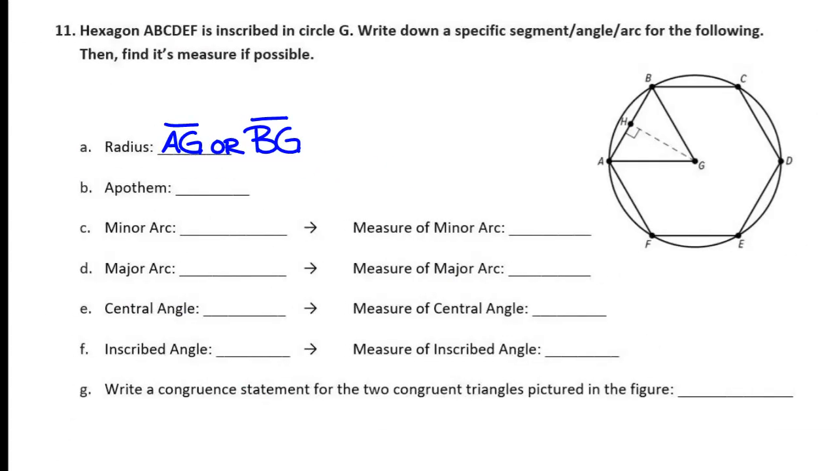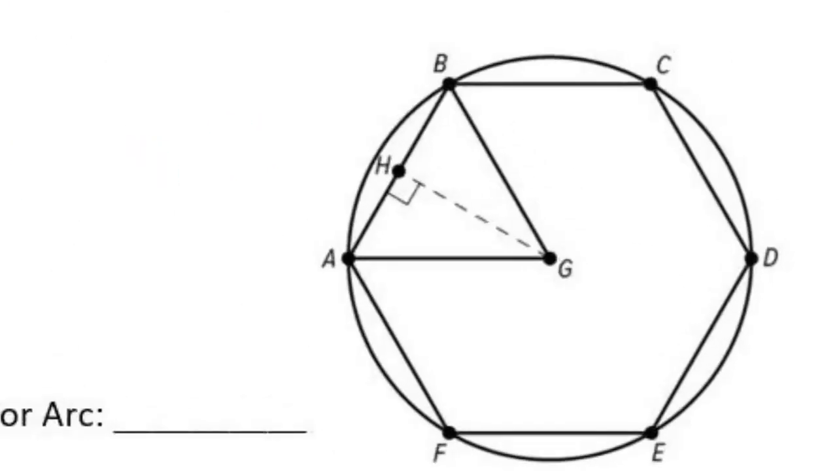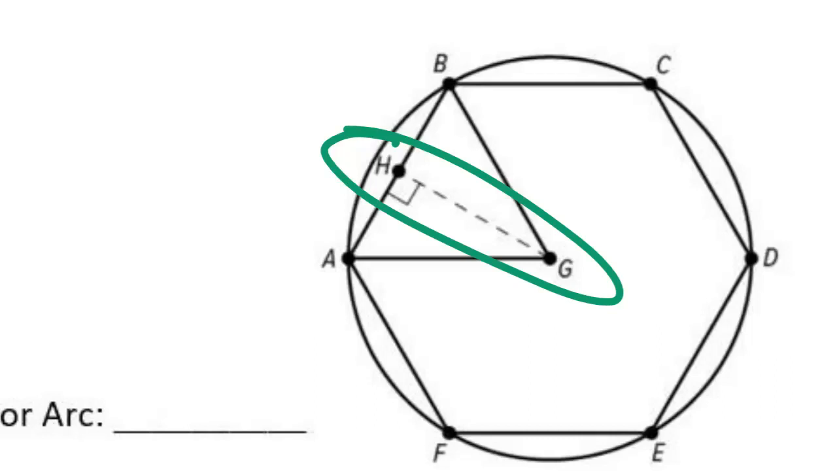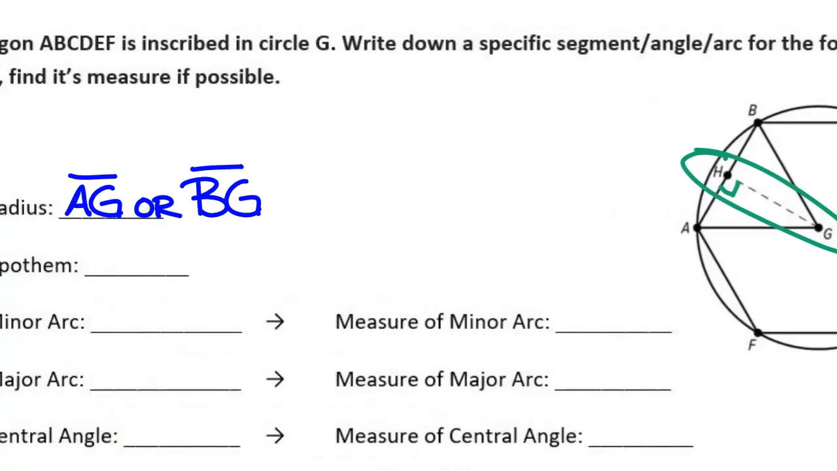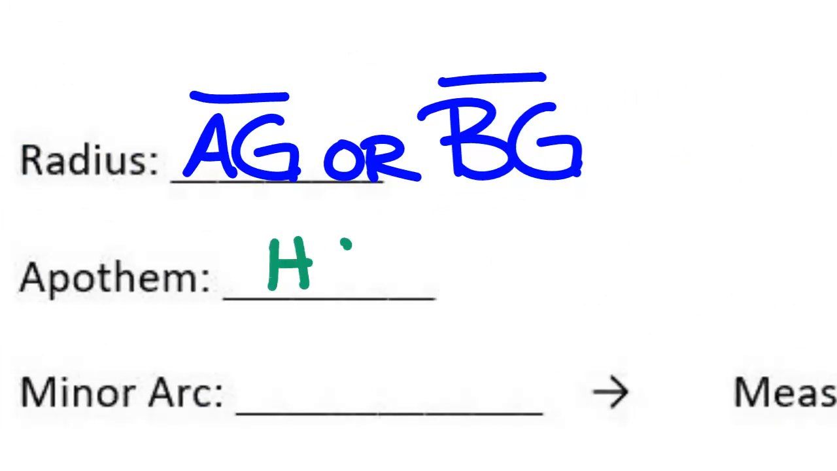The apothem doesn't go from the center to a corner. It goes from the center to where on my straight-sided figure? The apothem does not go to a corner of my straight-sided figure. It goes from the center to where on the straight-sided figure? To a side, yes. What is the apothem in this picture? HG. It goes from the center of my polygon to one of the sides, and where it hits the side, it makes a right angle. So HG or GH.